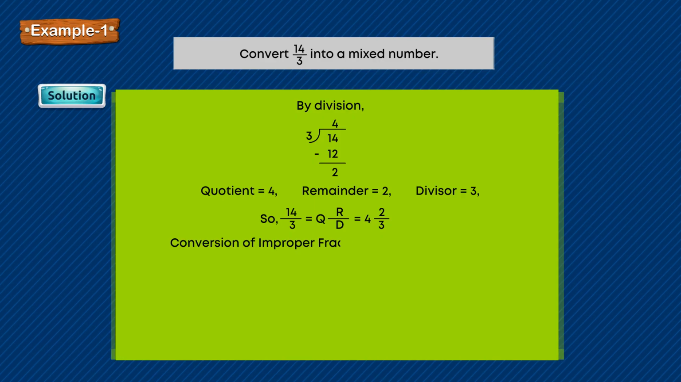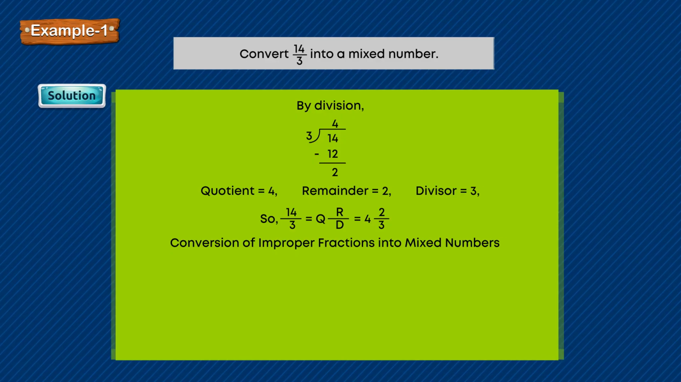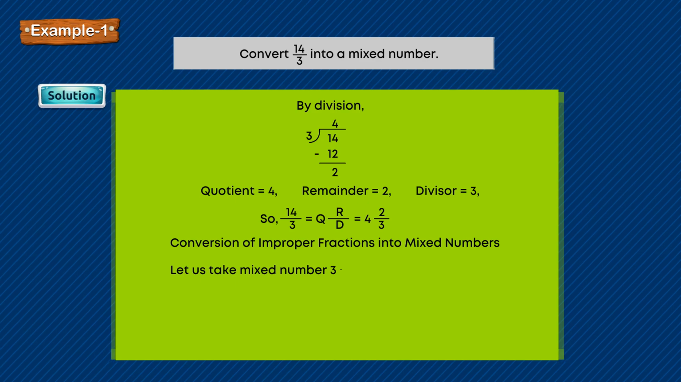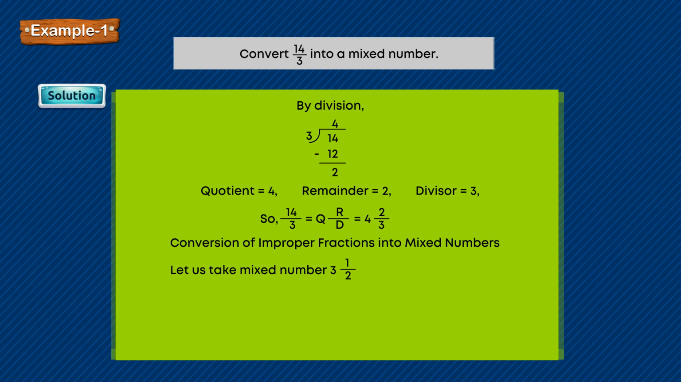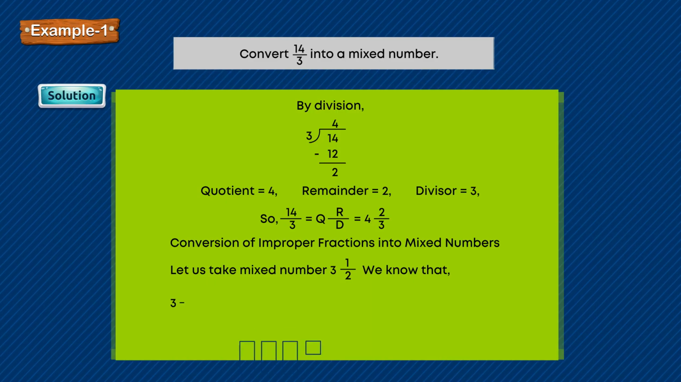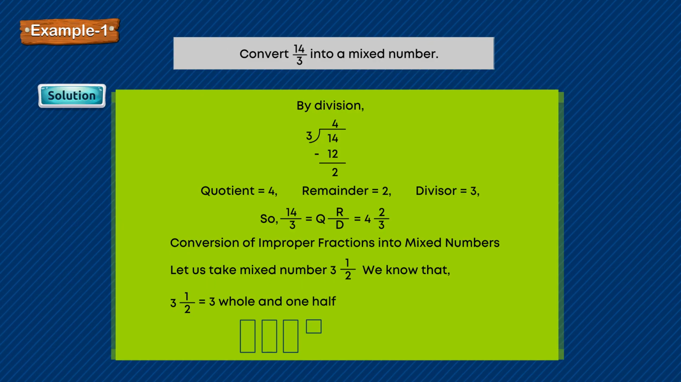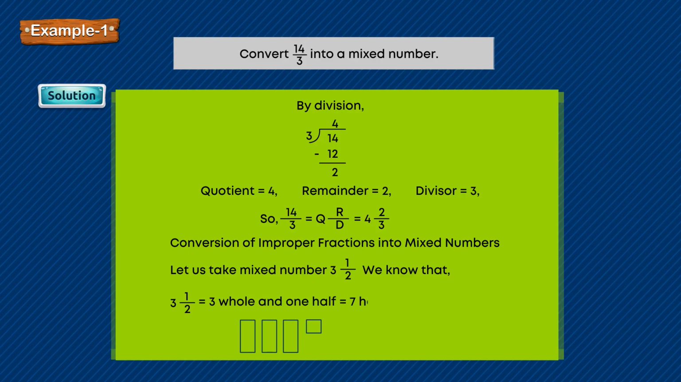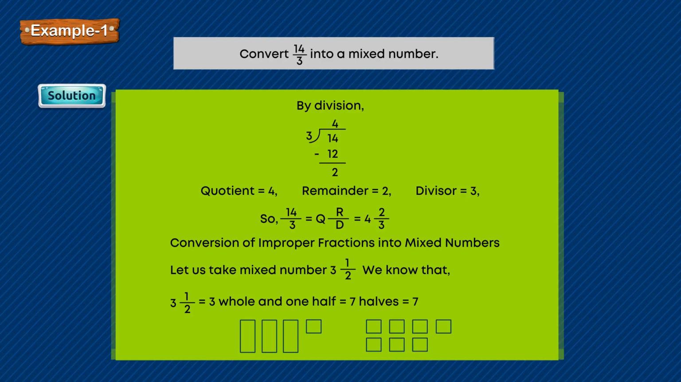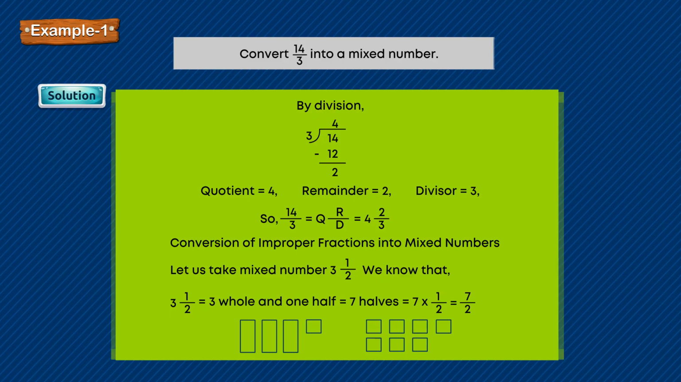Conversion of mixed numbers into improper fractions. Let us take the mixed number 3 1/2. We know that 3 1/2 is equal to 3 wholes and 1 half, is equal to 7 halves, is equal to 7 into 1/2 is equal to 7/2.